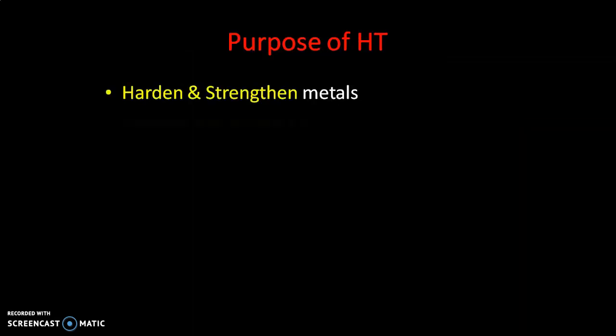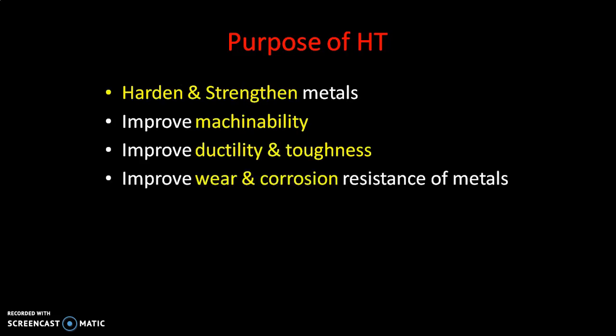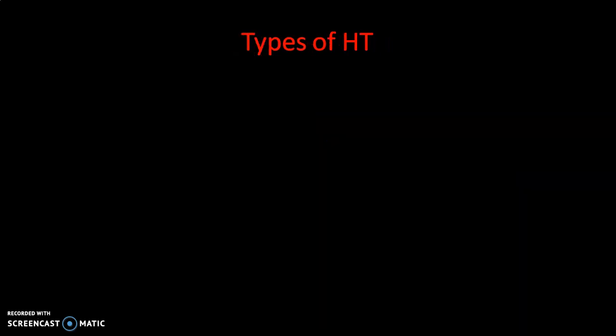The purpose of heat treatment process. There are four purposes of heat treatment process: hardening and strengthening of metals, improving the machinability of metals, improving ductility and toughness of the metals, and improving wear and corrosion resistance of the metal. These are the main purposes of the heat treatment process.